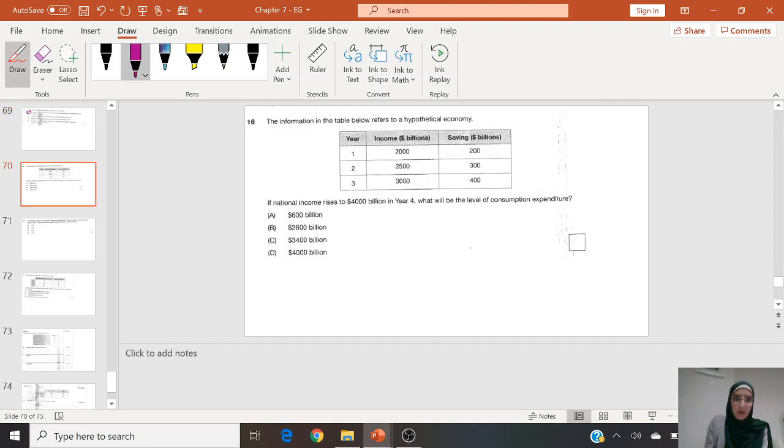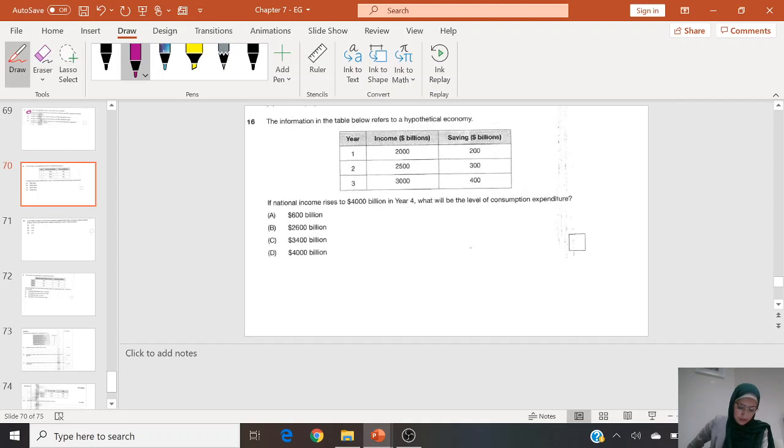Answer should be A. Okay, 16. The information in the table below refers to a hypothetical economy. So we have the income, we have the savings. If national income rises by 4,000 billion in year 4, what will be the level of consumption expenditure?